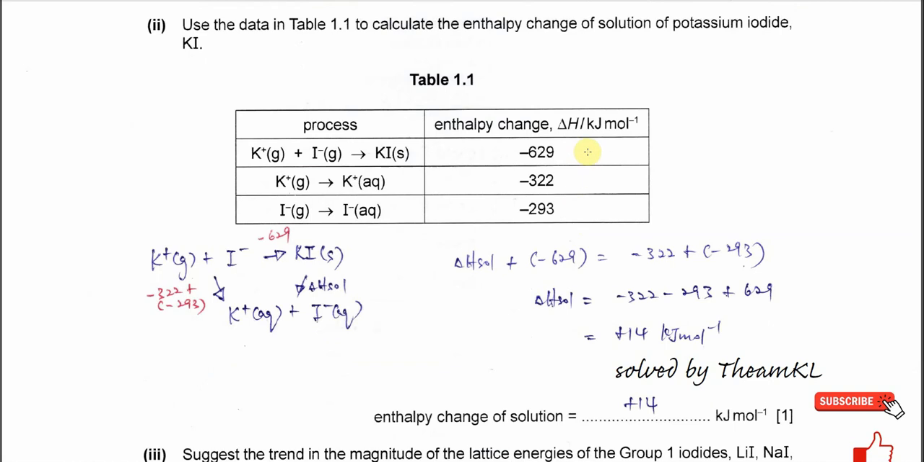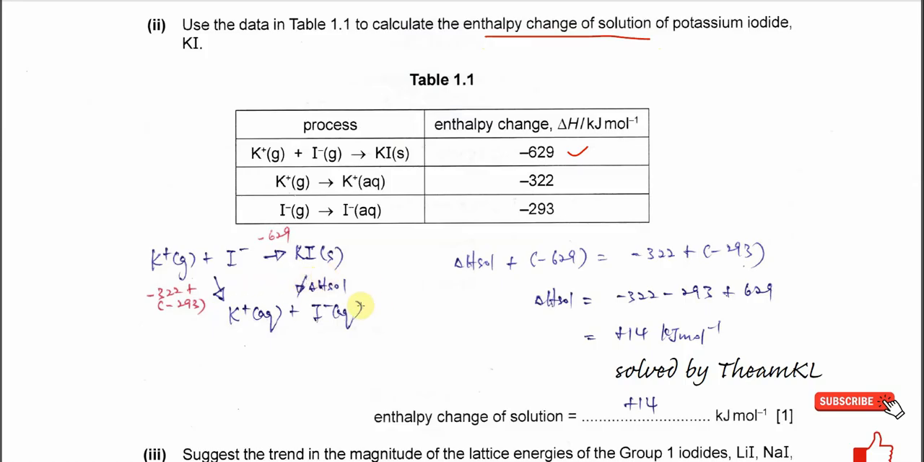Part 2. Table 1.1 gives some enthalpy changes. The first one is the lattice energy: gaseous ions combined to form the solid. So is this the lattice energy of potassium iodide? And this one is the gaseous ion forming solution, the gaseous ion of iodide forming solution. So both are hydration enthalpies. We can use all these enthalpies to calculate the delta H solution, right? Because it's asked to calculate the enthalpy change of solution of potassium iodide.